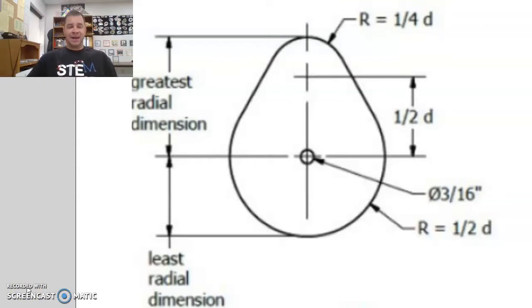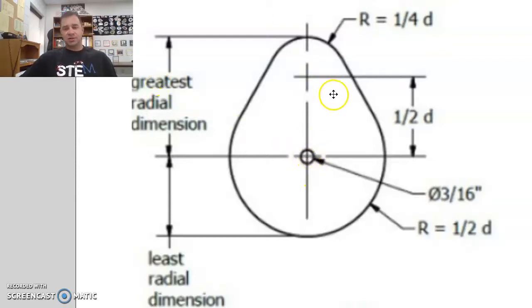As you design a cam and figure out what size it needs to be and what shape it needs to be, there's a couple bits of terminology that I want you to understand, and they're shown on this diagram. The first one is greatest radial dimension. This is probably the most important one because it's going to affect the size within the box that we're creating.